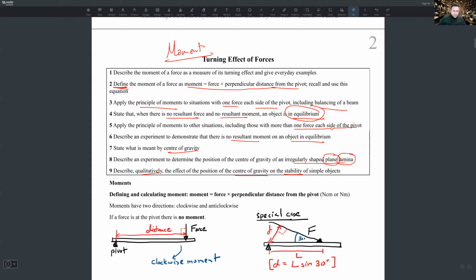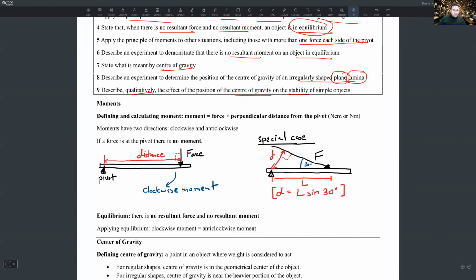So let's start. First, what is a moment? A moment is the turning effect of a force. So when you apply a force on an object, naturally it moves, like we talked about last time. When you apply a force on an object, it moves up, down, left, right. It accelerates in the direction of the resultant force.